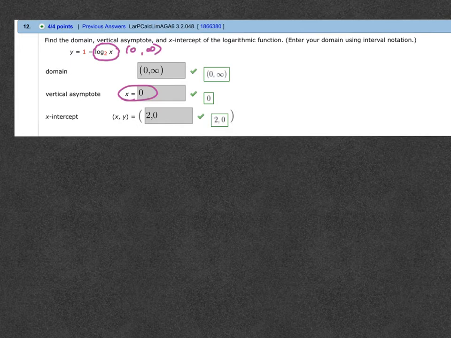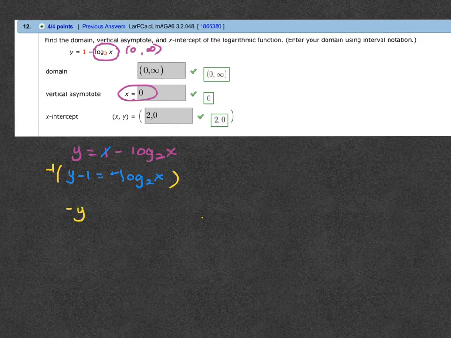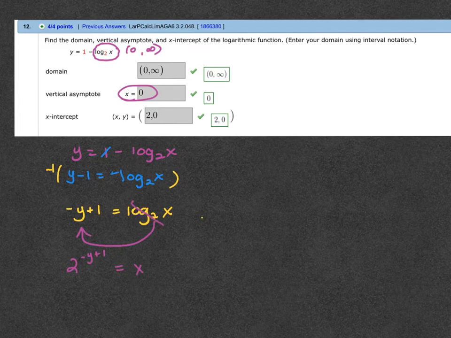Then I'm going to put this into exponential notation, or exponential form. Before I can move the 2 to pick up the y, the log has to be the only thing on that side by itself. So I'm going to go y minus 1 equals negative log base 2 of x. And then I'm going to multiply everything by -1 because, again, it can't be a negative log. So negative y plus 1 equals log base 2 of x. Now I'm going to convert it into exponential. So 2 goes over and picks up the negative y plus 1. That drops off, leaving you with the x.